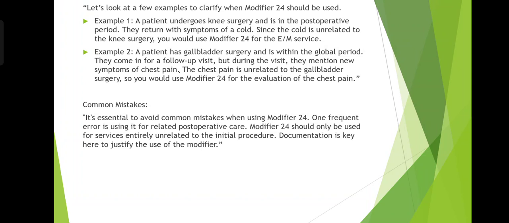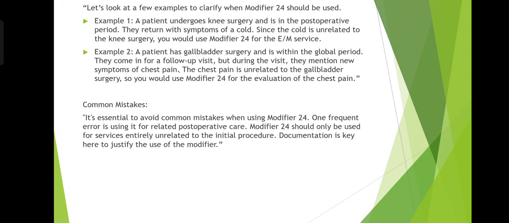If a procedure can be performed under local anesthesia, regional anesthesia, or even without anesthesia, and for that procedure, due to unexpected, unavoidable circumstances, general anesthesia is required, then only you use modifier 23 with that procedure. So if any procedure normally requires anesthesia, then you should not use modifier 23. You have to keep this in mind.